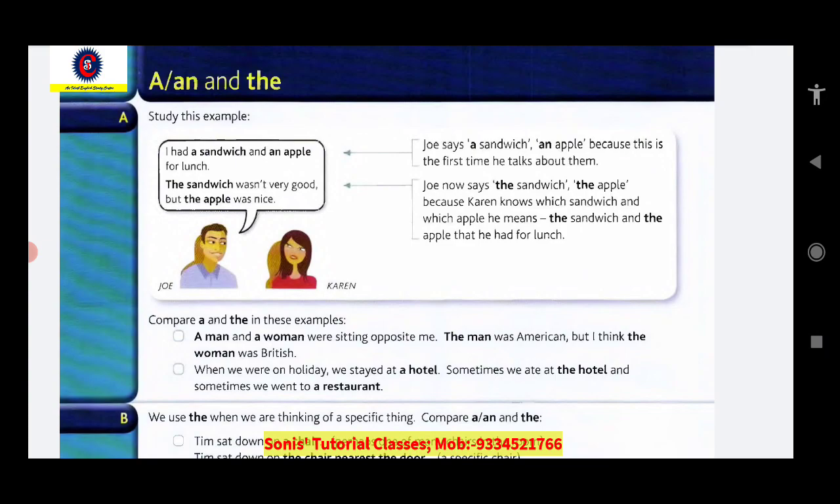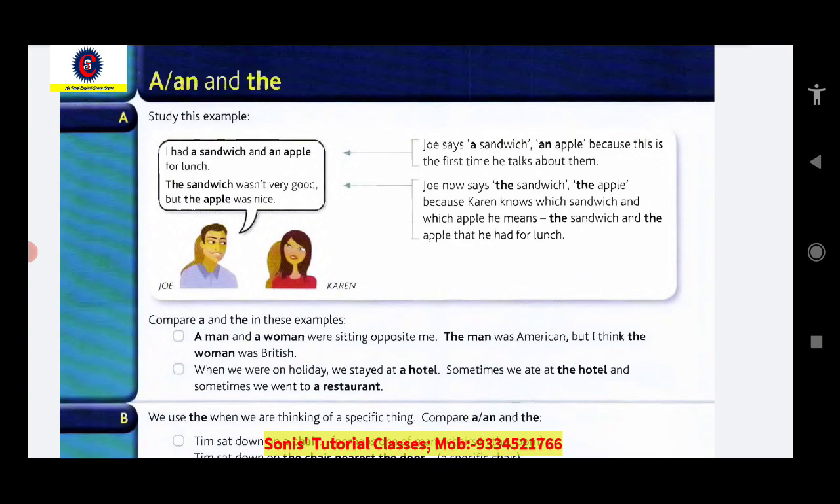Okay? Now, let us have some more examples. A man and a woman were sitting opposite me. The man was American, but I think the woman was British. See what happened when I'm just telling a story. The first time we talk about any noun, we use a or an, and when it is referred to already, then we use the.